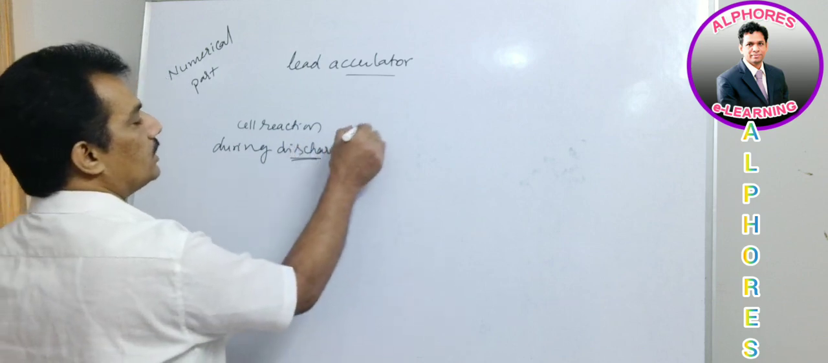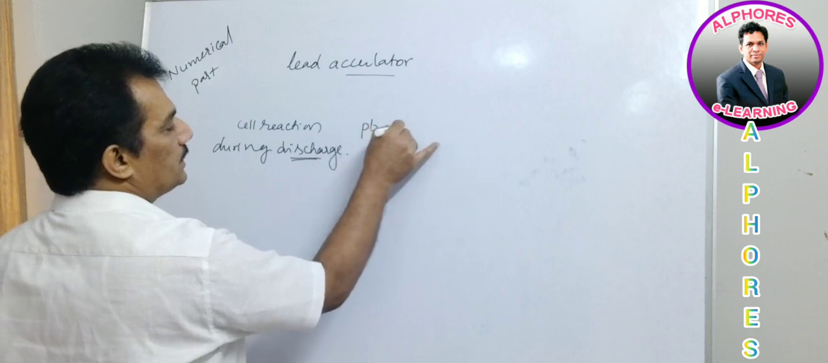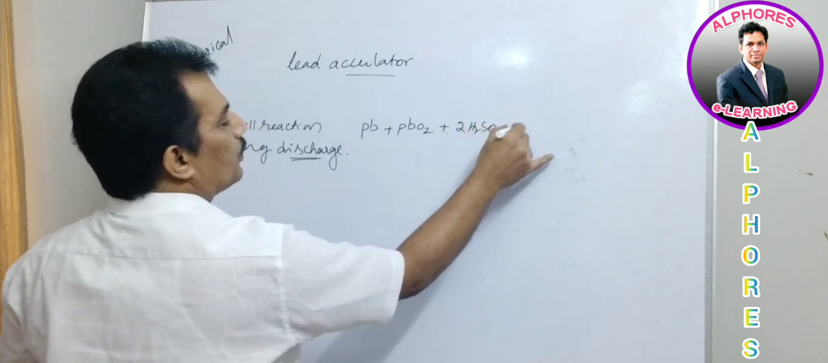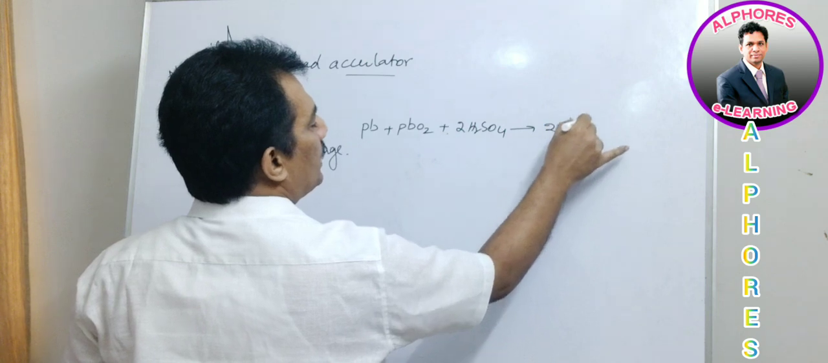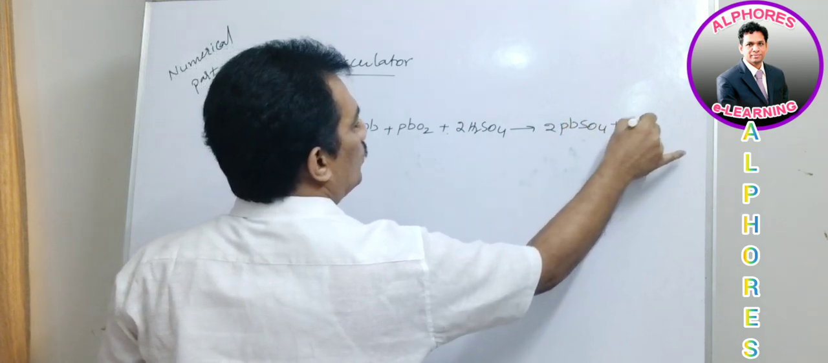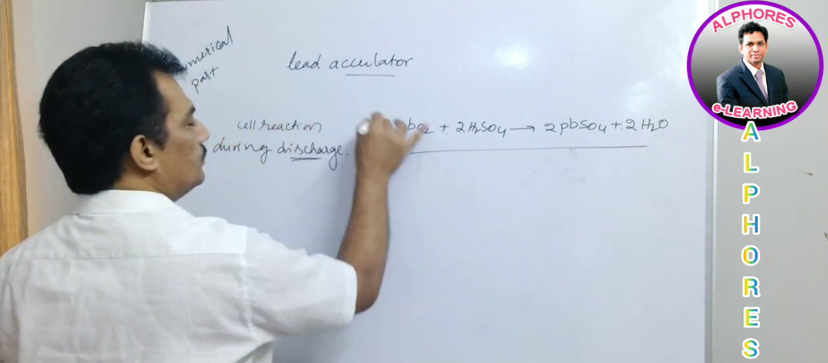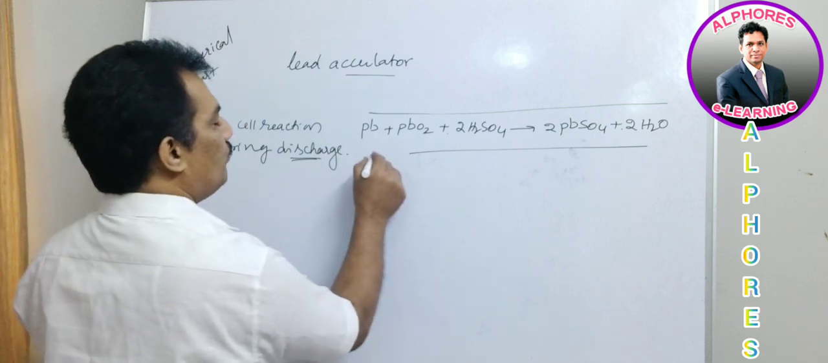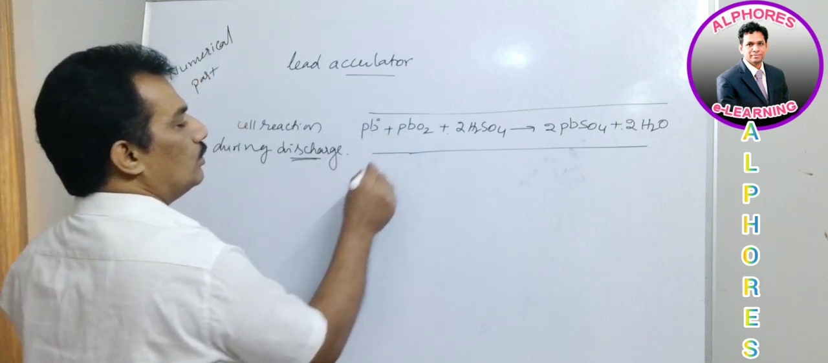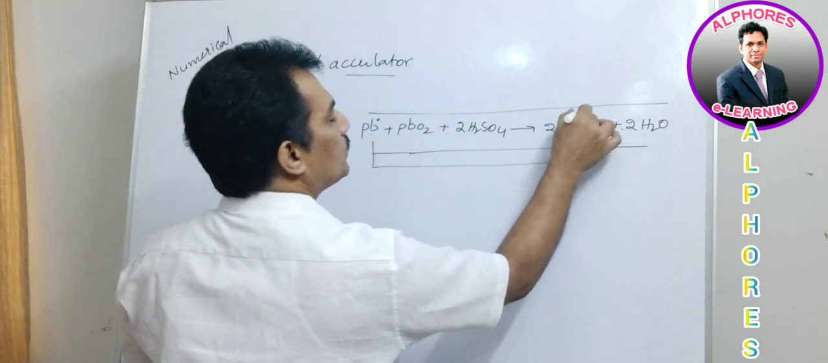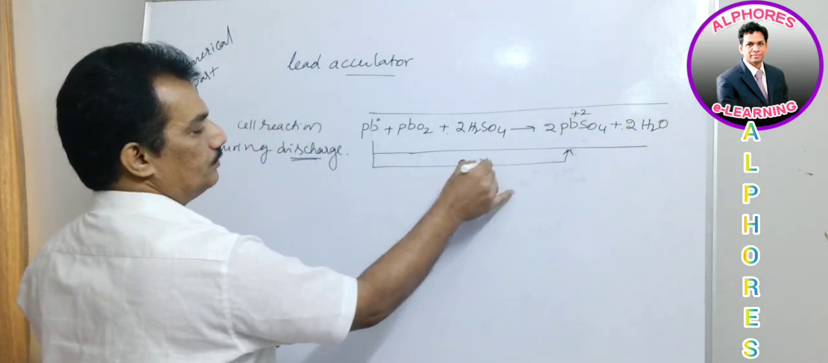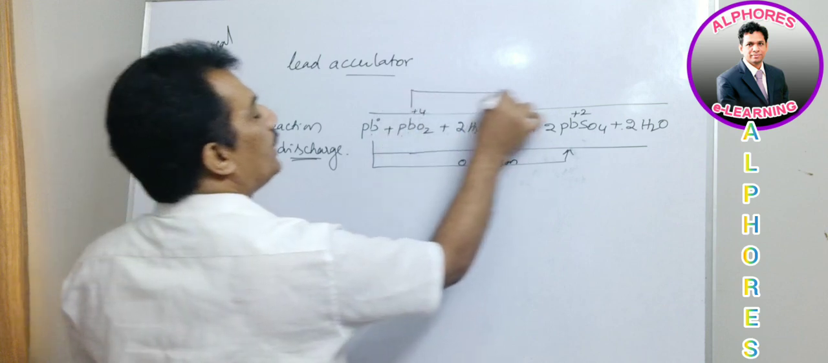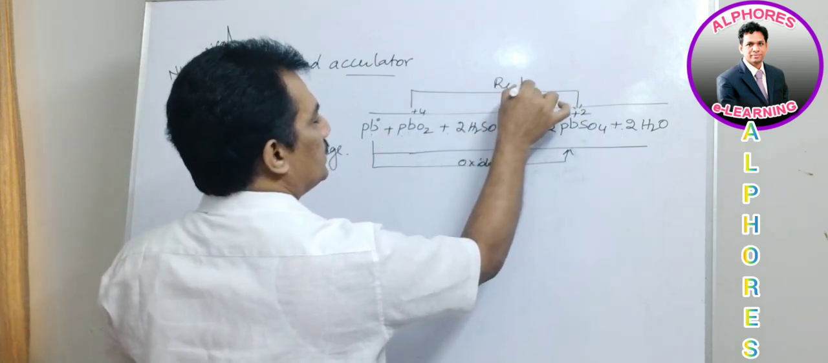And now what is the cell reaction? If you remember, it is Pb plus PbO2 plus 2H2SO4 converting into 2PbSO4 plus 2H2O. This is the cell reaction during discharge, that is when the cell is working. Clear? In this case, if you observe, lead goes from 0 to Pb plus 2, it is oxidized. This is oxidation. And similarly Pb plus 4 is reduced to Pb plus 2, that is reduction.